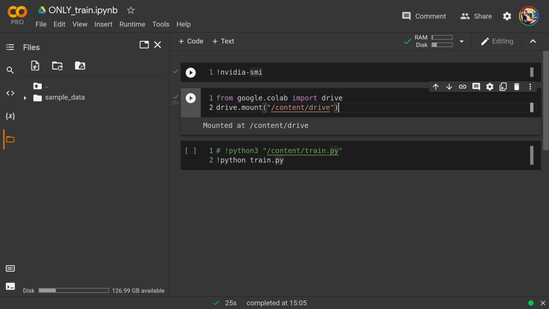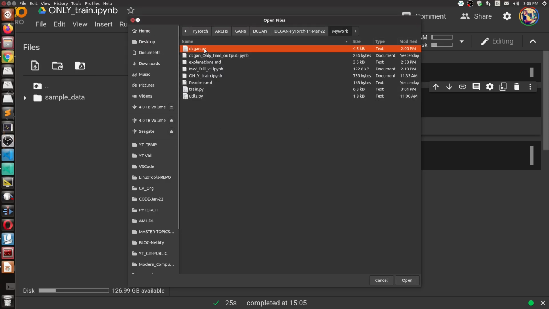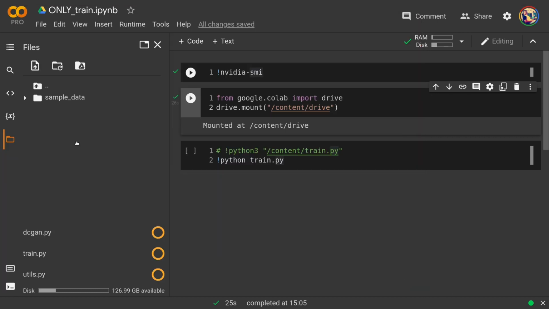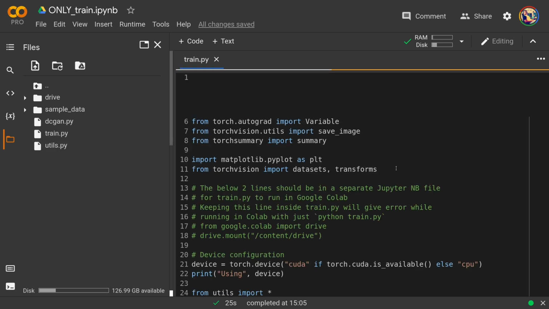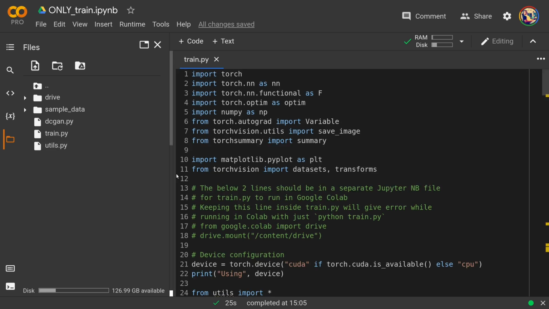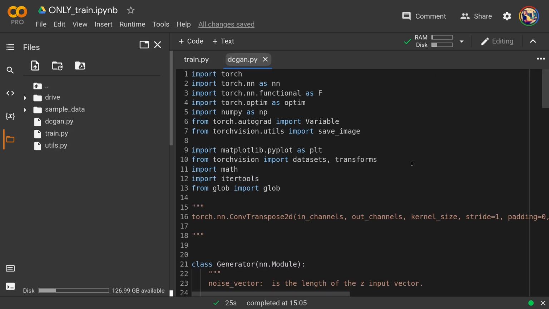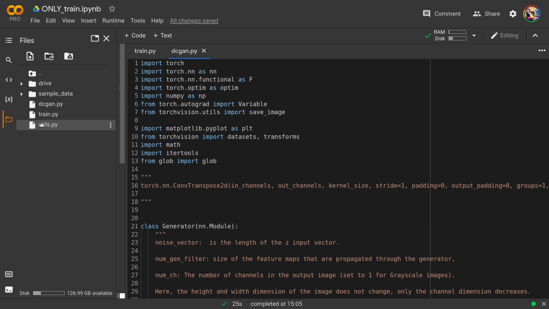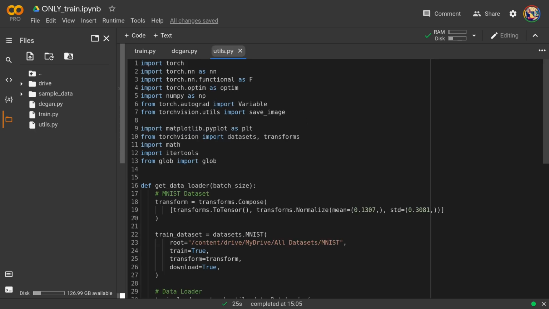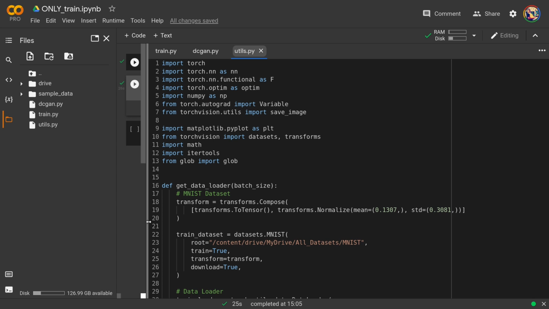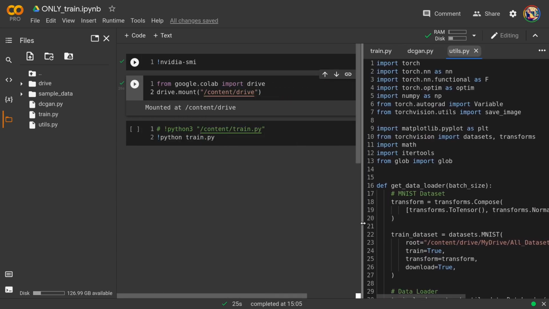And now you have to upload those 3 files that are on my local machine. So just upload those 3 files. I have DCGAN.py, train.py, utils.py. All right, they got uploaded. So you can just double click and check that this is my train file. Okay, looks awesome. This is my DCGAN file. And this is my utils file. I am zoomed in too much, so that's why it has taken the entire screen. Let's just bring in my Jupyter Notebook.